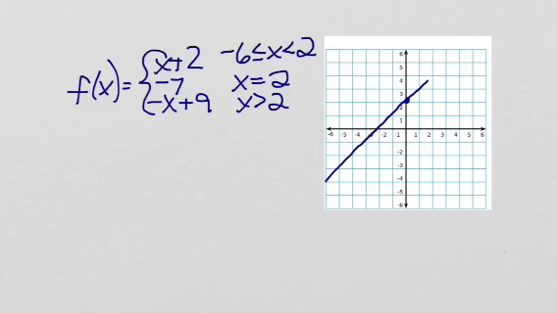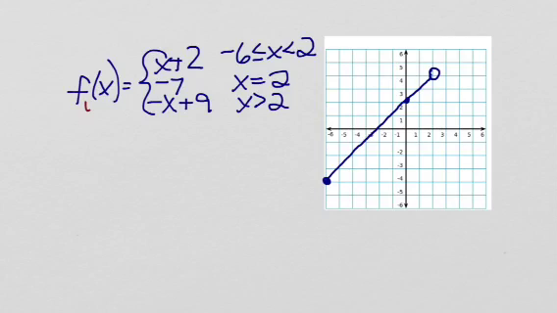I also need to be careful about open or closed dots. If I'm less than or equal to, like -6, I can use a nice, clear, closed dot. At 2, I cannot equal to, so I'm going to use an open dot. That's my first piece. My second piece, f of x equals -7.